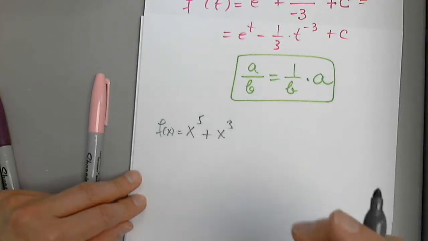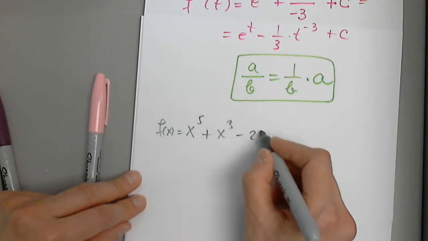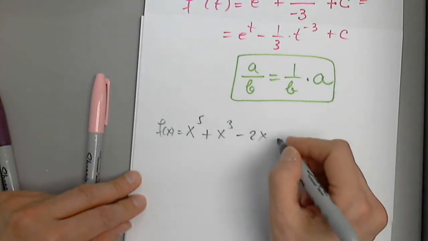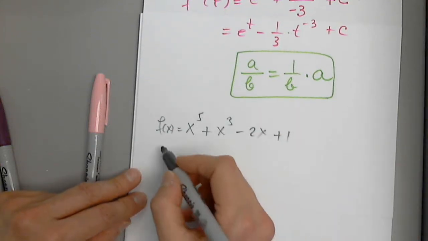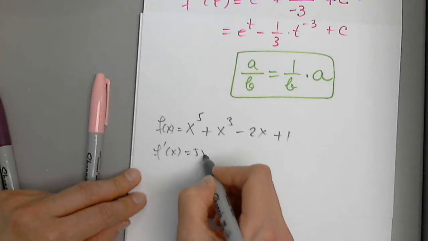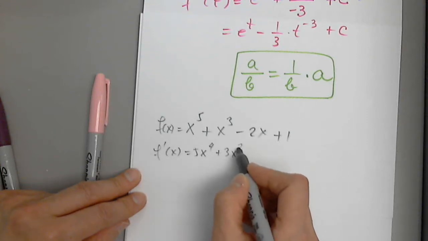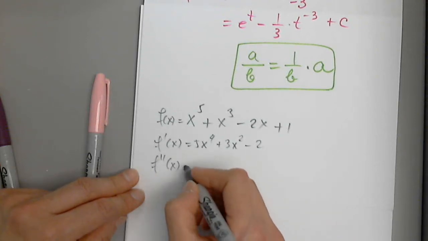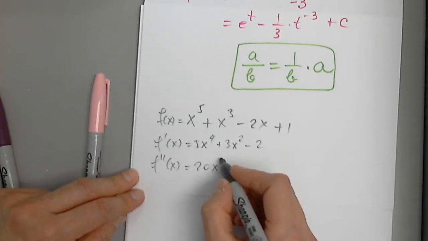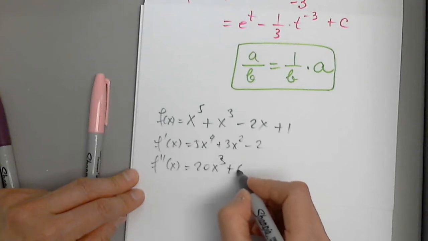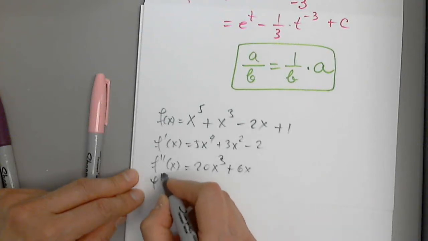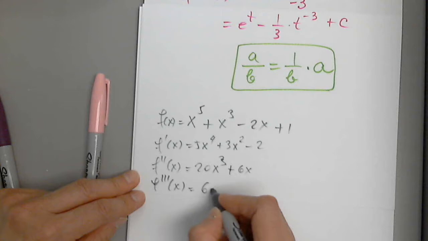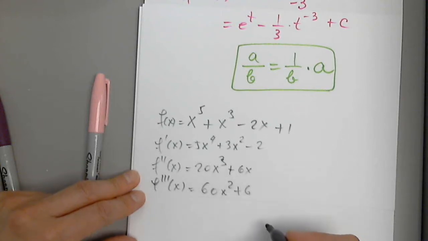Plus x to the 3rd, minus 2x, and let's say plus 1. The first derivative is 5x to the 4th plus 3x squared minus 2. The second derivative is 20x to the 3rd plus 6x. The third derivative is 60x squared plus 6.